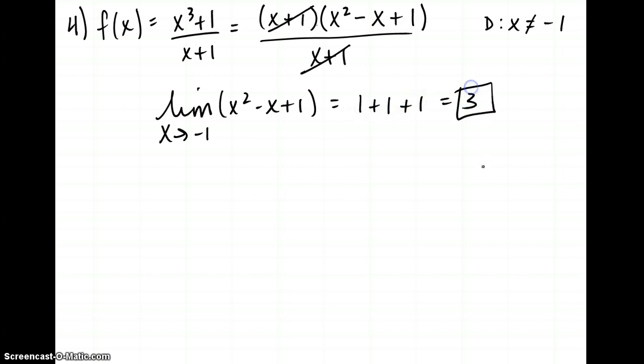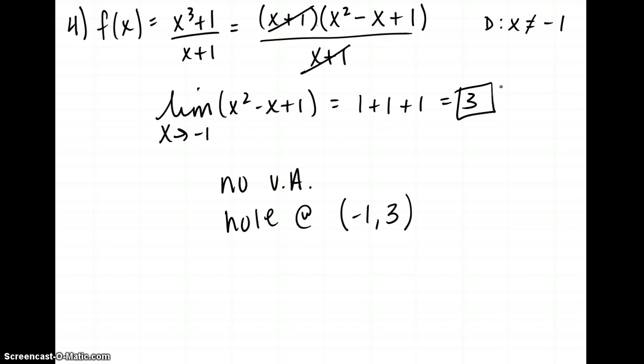So since the limit exists, what is it? At the point negative 1, 3 on the graph. So remember, when the limit exists, it's a removable discontinuity, not a non-removable discontinuity. And you'll be practicing these in class as well.